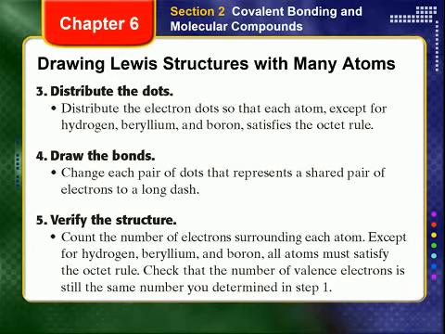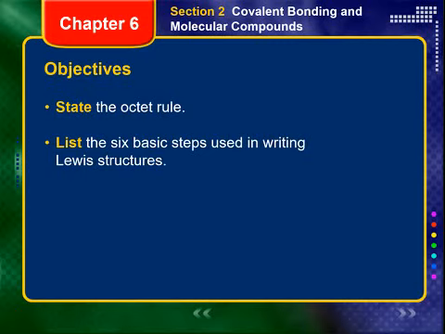Count the number of electrons surrounding each atom. Except for the exceptions to the octet rule, hydrogen, beryllium, and boron, all atoms must satisfy the octet rule. Check that the number of valence electrons is still the same as you determined in step 1. At this point, I hope that you can state the octet rule and list the 6 basic steps used in writing Lewis structures.